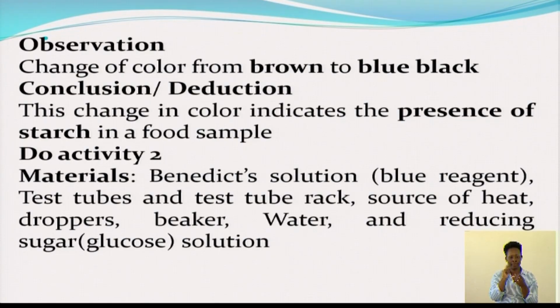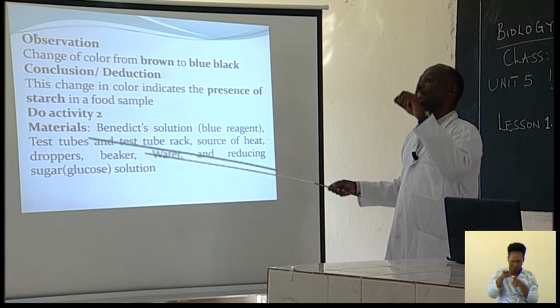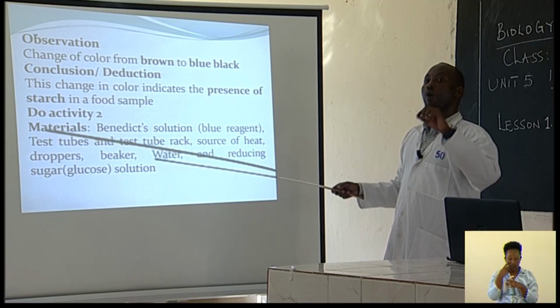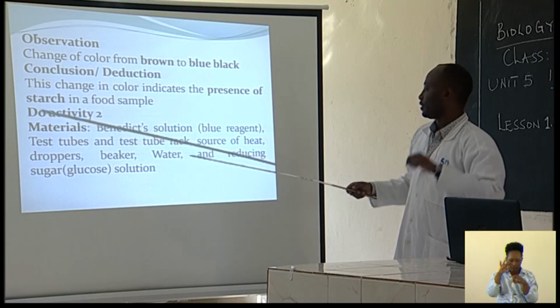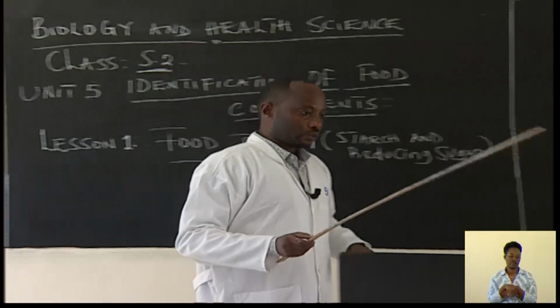I told you, I've used the biscuits. I crush the biscuits, then I'm going to test whether the biscuits contain reducing sugars. If they contain reducing sugars, we're going to make a deduction and a conclusion that surely we eat biscuits, but biscuits contain what you call reducing sugars. And that's what we're going to go through.